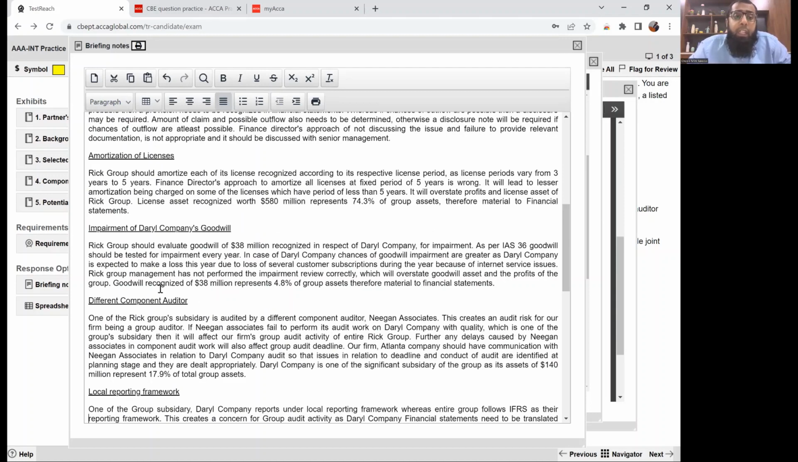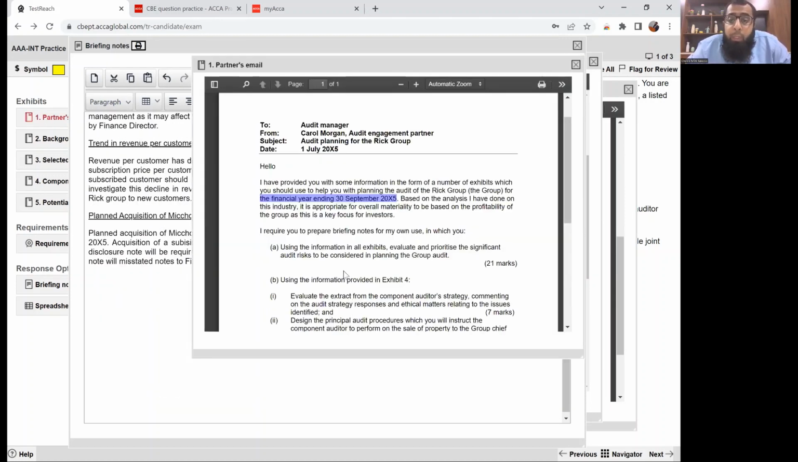Okay, so once done with the first requirement, which was the biggest one, now we are moving towards the second requirement, which is part B1, in which we have to evaluate the extract from the component auditor strategy, commenting on the audit strategy responses, and the ethical matters. Now, this is a question of 7 marks.